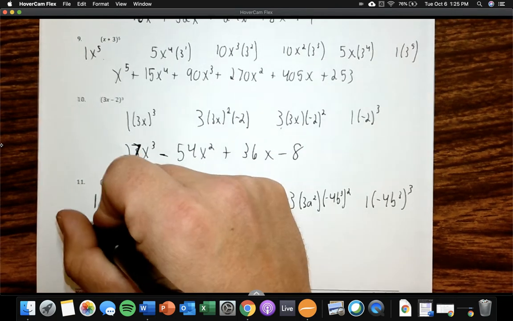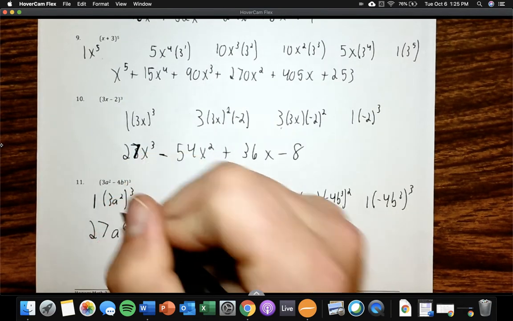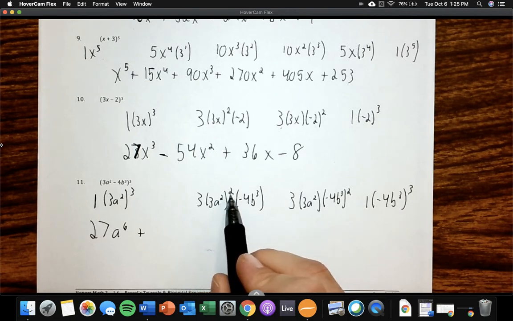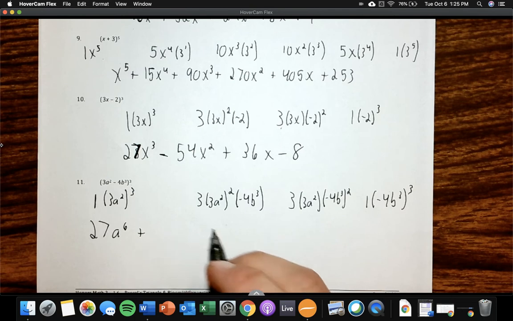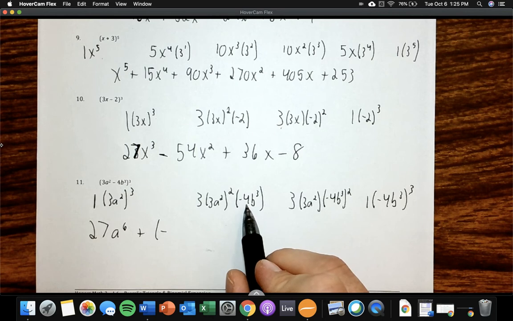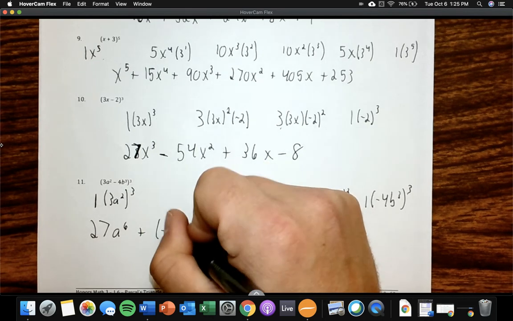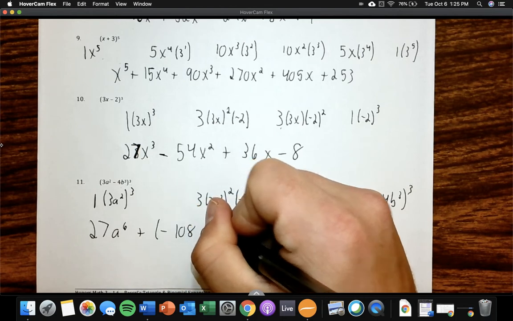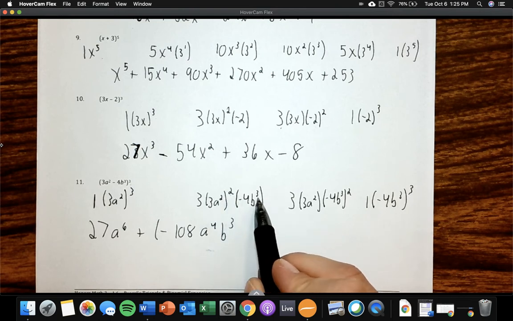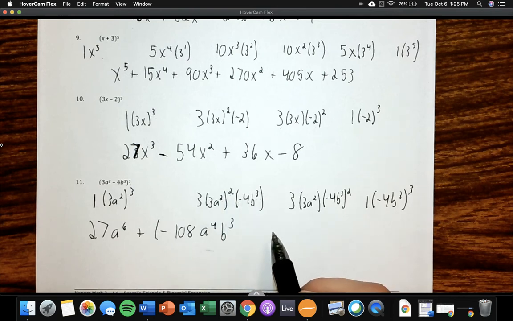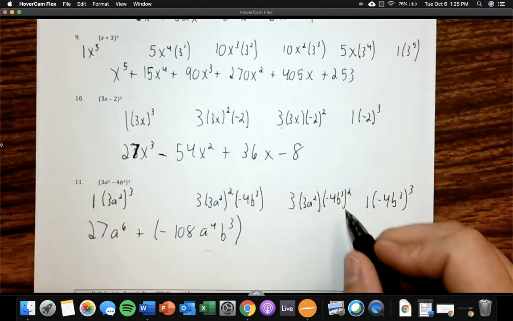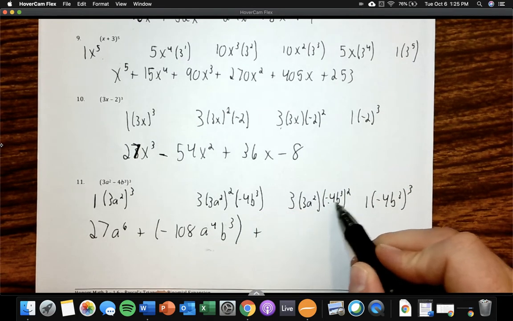So it's going to end up being 27 a to the 6th power, plus 3 times 3 squared times a to the 2 times 2. All right, so that ends up being negative, because we have this minus 4 here, 108 a to the 4 b cubed. Right, and we got the a to the 4th because it's 2 times 2. Then b cubed isn't being raised to a power, so we just leave it as b cubed. Right, so we'll have to clean that up a little bit. But this is going to be plus because we have a negative, but it's squared.